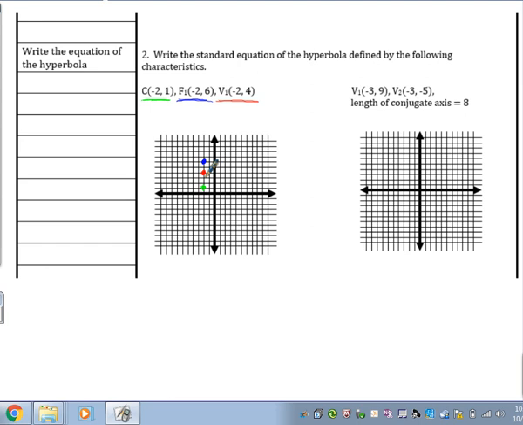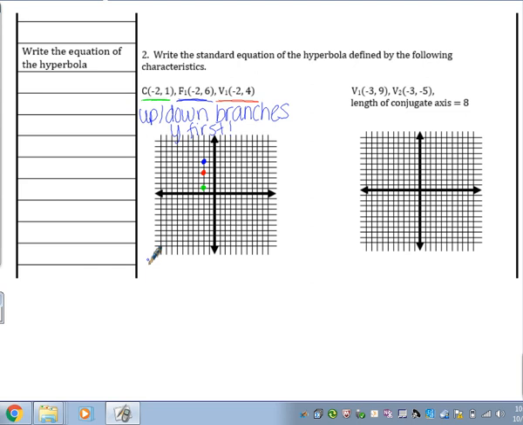So the way this is lining up, can you tell how my branches are going to go? Are they going to go left and right or up and down? Up and down. So these are going to go up and down. So what does that mean? That means y has to be first.